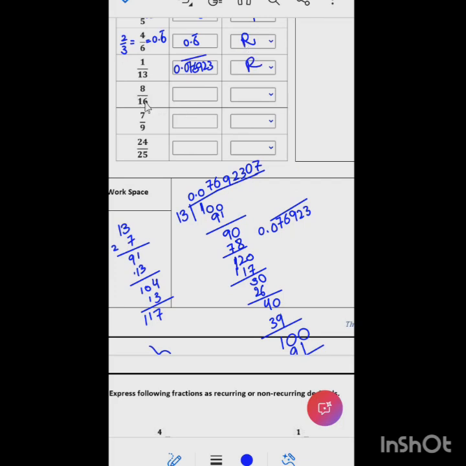Recurring. 8 by 16. If we divide this, actually it is 1/2. So what is 1/2? 0.5. Terminating. Very good. 7 by 9.